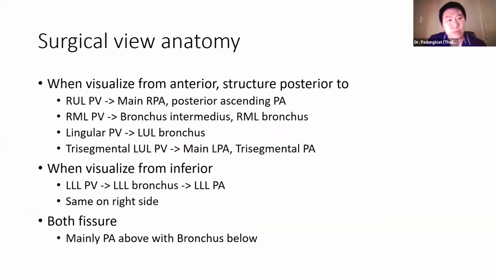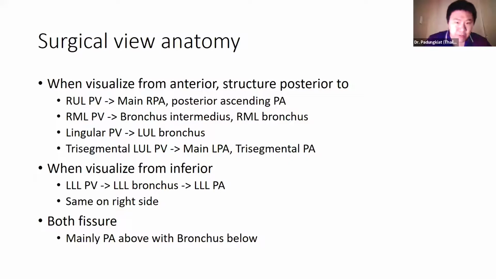Okay, so when visualized from the anterior, this is my last slide, from anterior. The structure posterior to the right upper lobe vein is the main right pulmonary artery and the posterior ascending artery. And posterior to the right middle lobe pulmonary vein is the bronchus intermedius and right middle lobe bronchus. Posterior to the lingular vein is the left upper lobe bronchus, but posterior to the trisegmental left upper lobe PV is the main left upper lobe PA, and also the trisegmental PA.